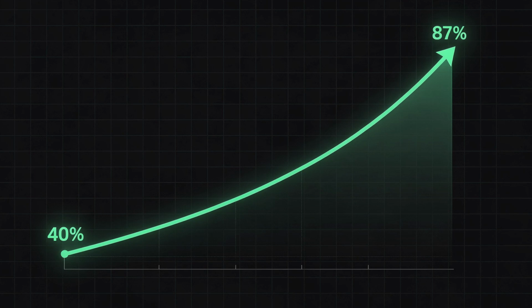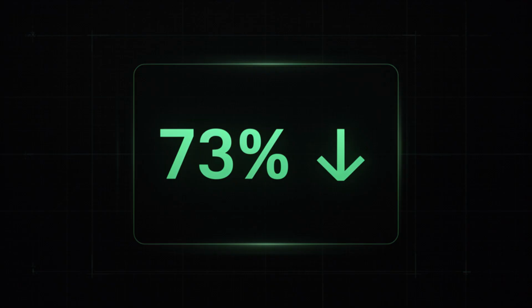Section 4. The numbers after 3 sprints. Let me give you the actual numbers. 3 sprints of data. Selector stability rate 40% to 87%. We measured this by simulating common UI refactors and counting how much of the suite survived. Selector-related test failures, down 73% from baseline.